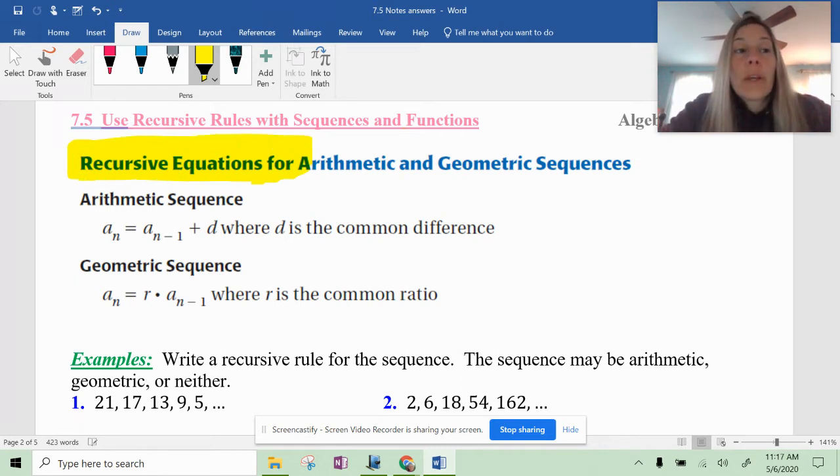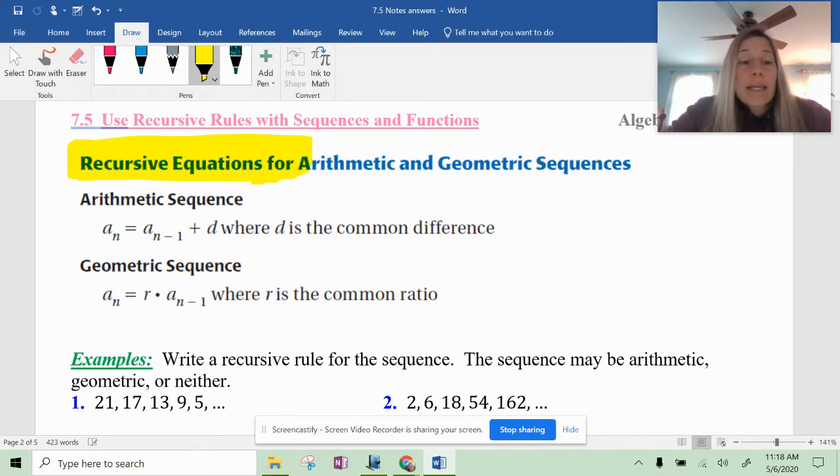So when you are doing your homework, and then when you're doing review and stuff like that, just be really careful. If you see the word recursive, you're looking to do this type of formula. If you see the word explicit, you're doing the ones that we did in 7.2 and 7.3 notes.